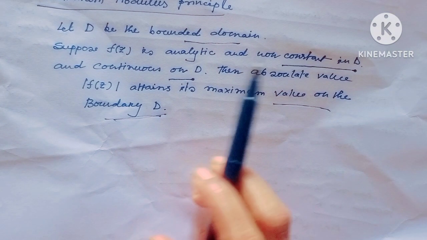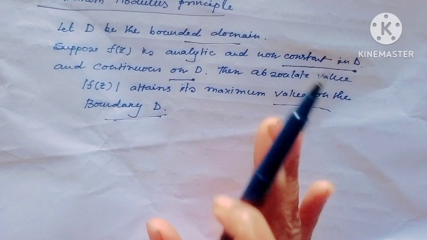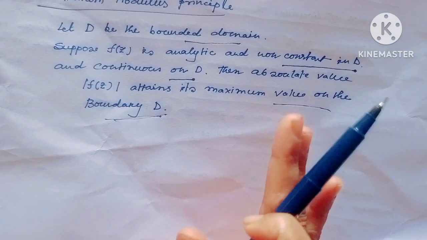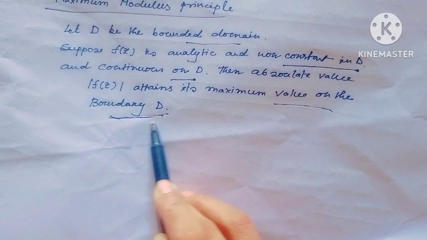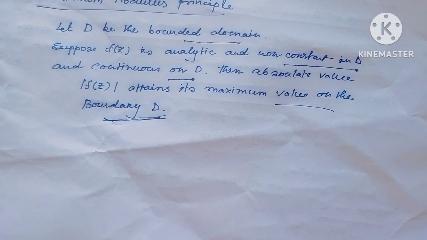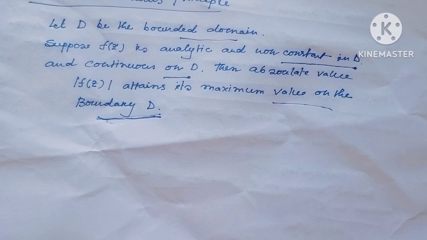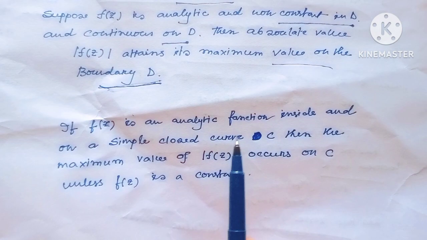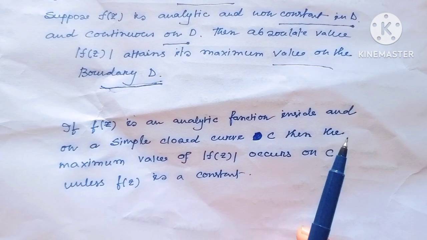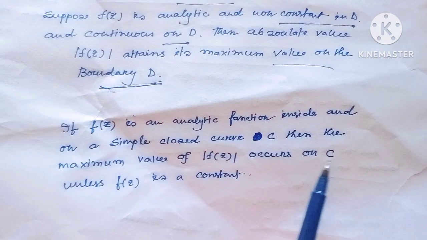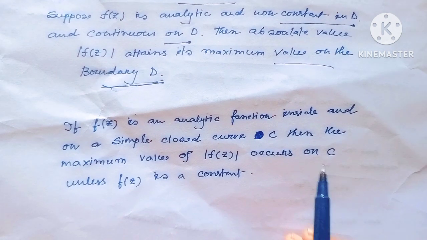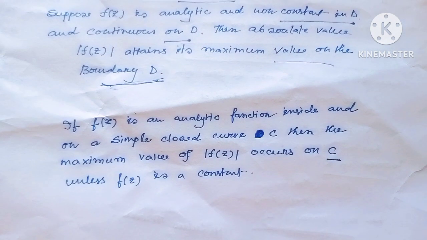The second version of the maximum modulus theorem is: when the function is non-constant, its maximum value exists only on the boundary T. Another version is: if f(z) is an analytic function inside and on a simple closed curve C, then its maximum modulus of f(z) occurs on this curve C unless the function f(z) is constant. I hope all my viewers have understood.